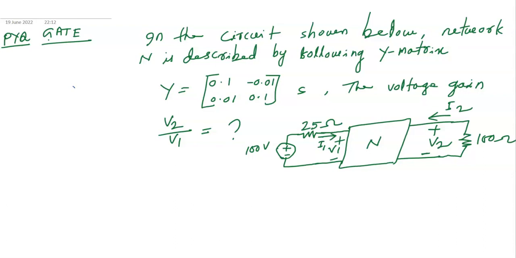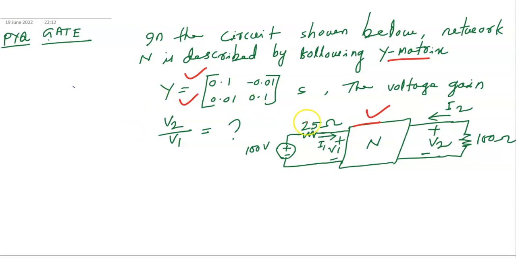Today we are going to discuss some previous year GATE questions from the two-port network. Let's start. In the circuit shown below, network N is described by the following Y matrix. This is your Y matrix: 0.1, minus 0.01, 0.01, and 0.1 Siemens. The voltage gain V2 upon V1 is equal to what? See the circuit. The network N is described by this Y parameter matrix.